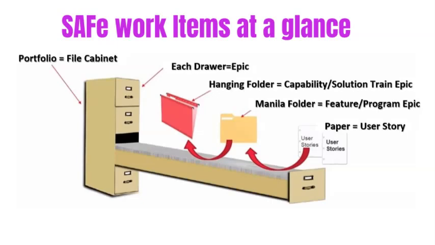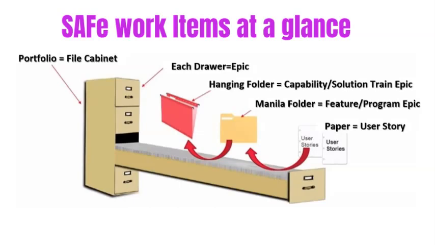And if you open the red hanging folders, you will see a bunch of manila folders. You can treat these manila folders as features. Some people call them program epics also. Now, if you open this brown manila folder, you will see a bunch of white sheets. These white sheets are user stories. So again, the user stories, the white sheets, roll up to manila folders, which are features. They roll up to red hanging folders, which are capabilities, and they go into the drawer.